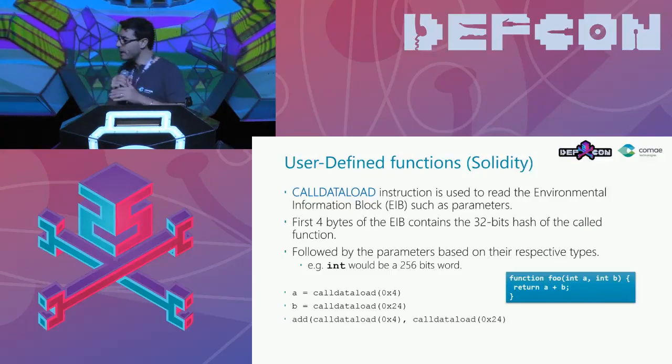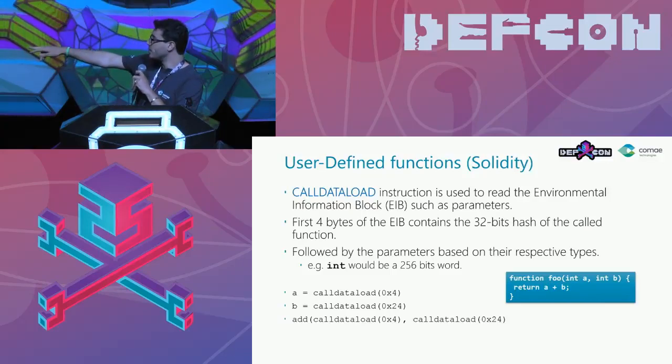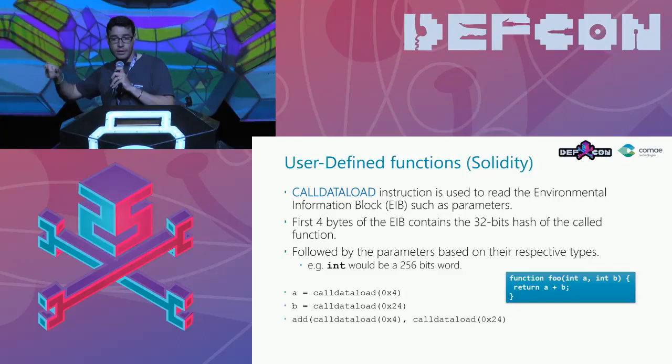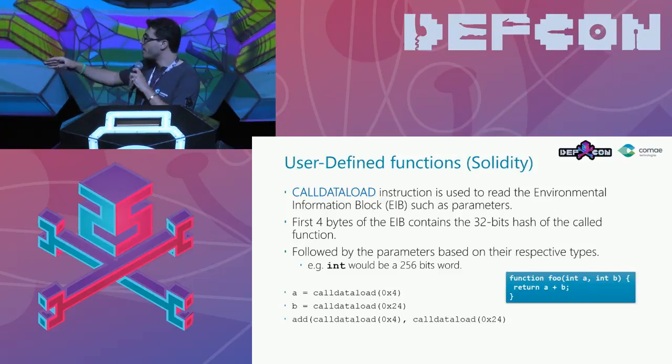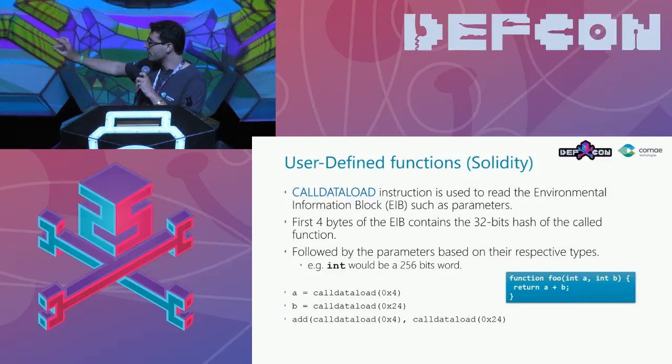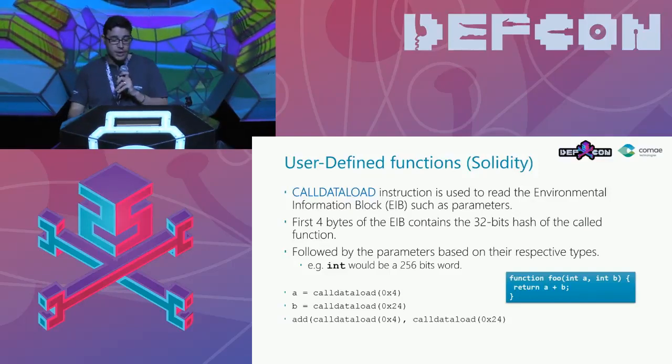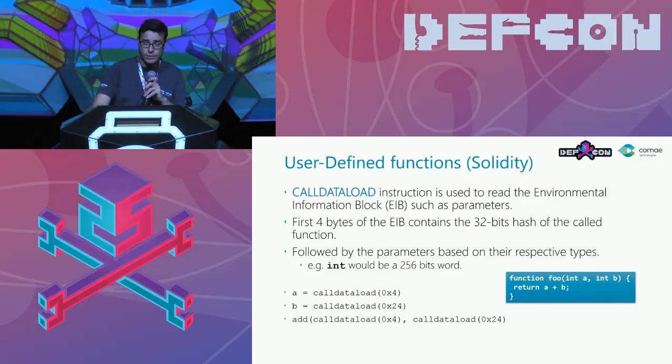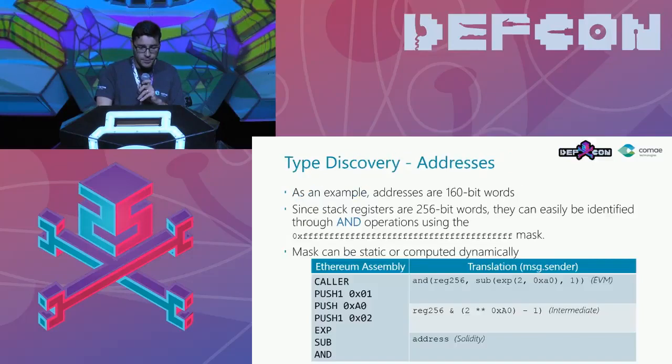So if you look at the actual pseudocode here, A and B are being recovered, and the first parameter is the actual offset inside that block. And then for the addition, that's what you would get. So that function is very simple, it's an addition, right? But that's basically what it would look like in pseudo EVM code.